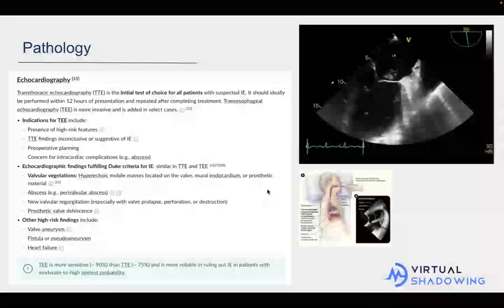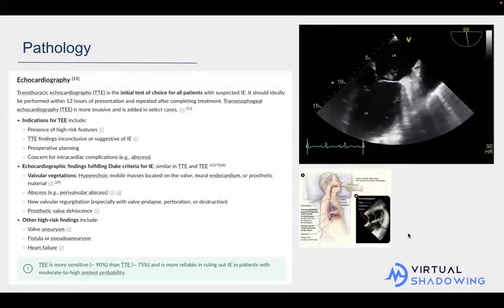Again, we do a TTE, this transthoracic echocardiogram, which looks like this. This is a mitral valve here on the left side of the heart with vegetation. And this is that TEE, where we put them to sleep and thread this down and look at the heart from the backside here.